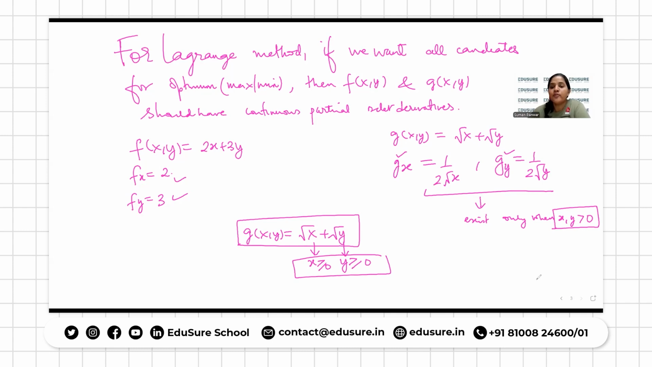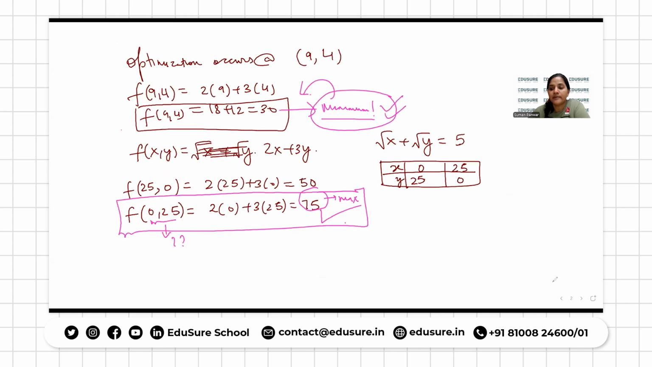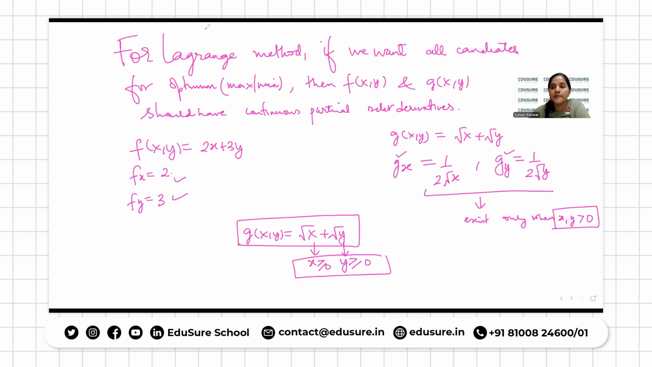Therefore, we did not get all the candidates for the optimum for this particular problem. So while solving problems by the Lagrange multiplier method, we have to make sure that the function f(x,y) which has to be optimized, and the constraint, have continuous first order partial derivatives.